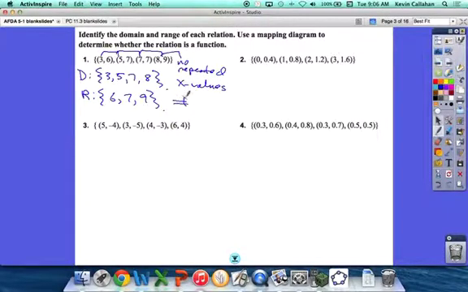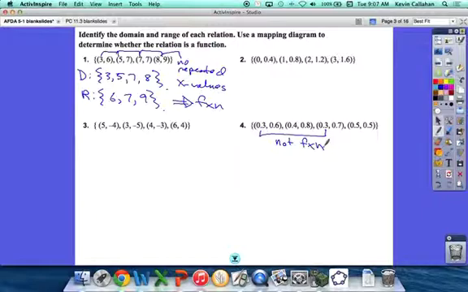Right, therefore, function. Which one of these would not have been a function? Did you say number 4? Let's see. 0.3, 0.3, 0.4, 0.3, 0.5, right? So, not a function.